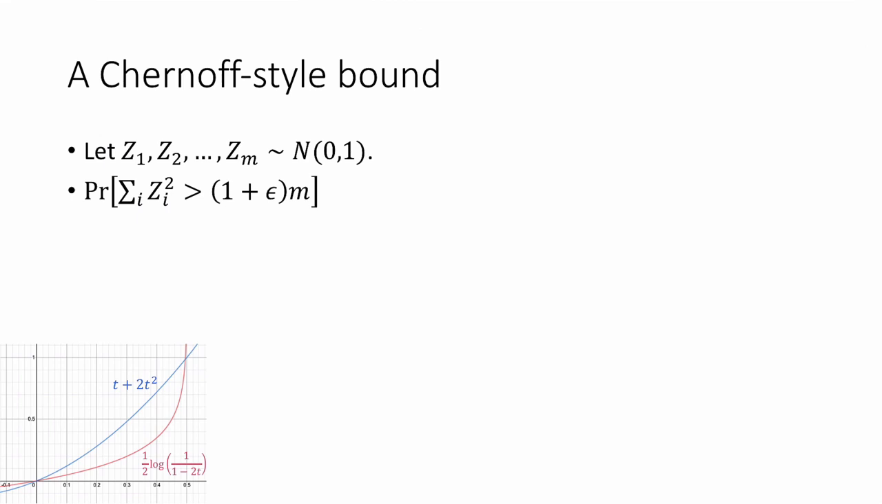All that's left to do is to prove this Chernoff-style bound that we used on the previous slide. Let's do that now. Remember that z1 through zm are independent standard normal random variables, and we want to bound the probability that the sum of their squares is too big. This probability is equal to the probability that e to the t times the sum of the squares is bigger than e to the t times (1 plus epsilon) times m. Here we're just doing our standard Chernoff bound trick, where we exponentiate with a parameter t that we're going to choose later, and now we're going to apply Markov's inequality.